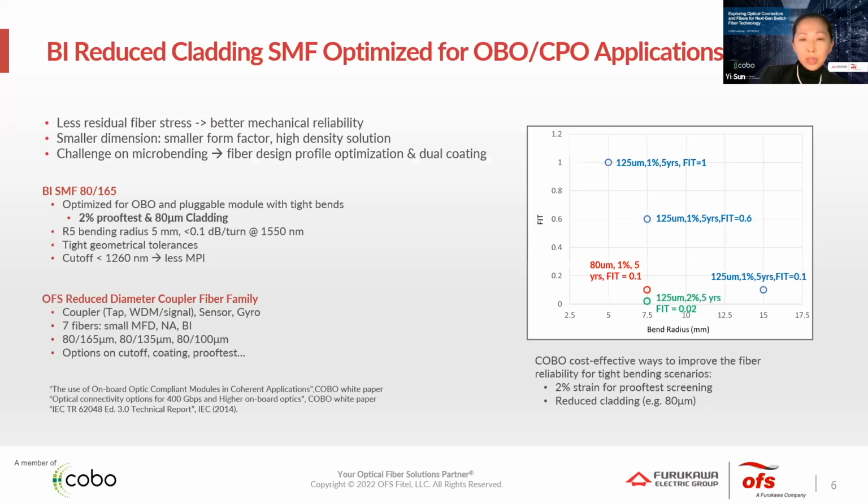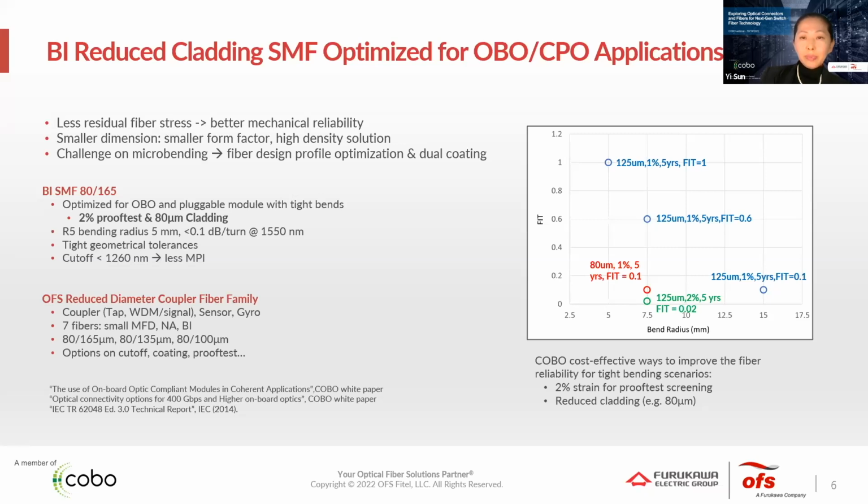So Corning recommends two cost-effective ways to improve fiber reliability for tight bending scenarios. One is to double the proof test strain to 2%, to eliminate more weak points, and the other is to reduce the cladding diameter of the fiber. And here's a figure I put together to summarize several combinations of fiber cladding diameter and proof test strain, the failure rate and the bend radius. The green is with the proof test strain doubled to 2%.